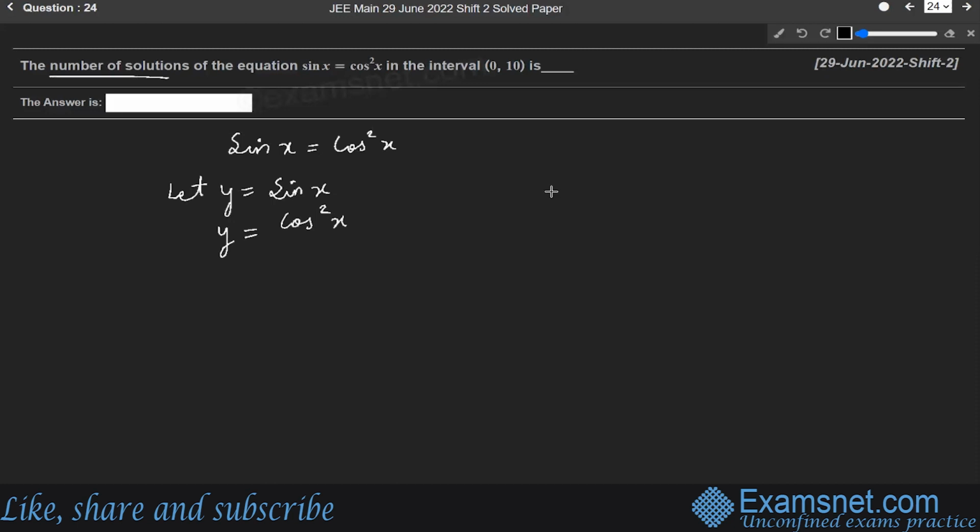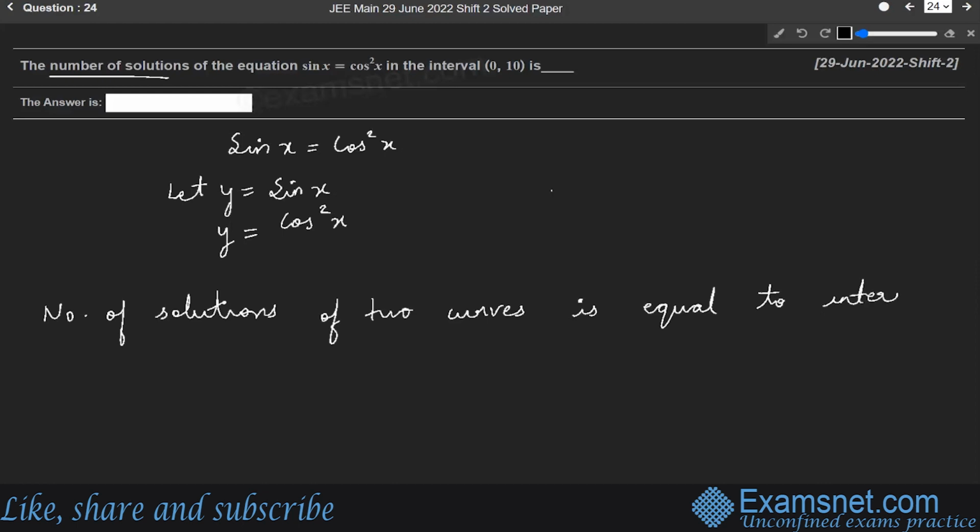So what is the number of solutions? The number of solutions is basically the intersection of both the curves. Or we can say that the number of solutions is the number of intersecting points of both the curves. So the concept is: number of solutions of two curves is equal to the intersecting points of the curves. Means if we find the intersecting points of the curves, then we can easily find the number of solutions. The intersecting points of two curves will be equal to the number of solutions for the two curves.